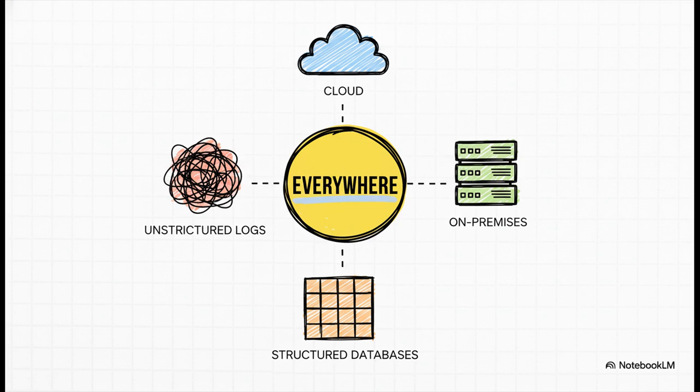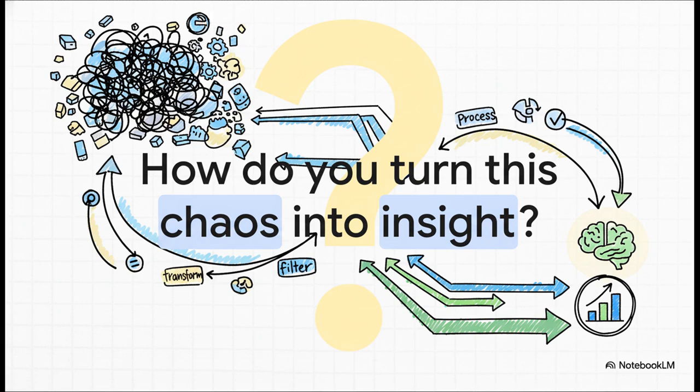Just think about it. Your data is scattered all over the place. Some of it's in the cloud, some's on-prem, it's tucked away in nice structured databases, and it's also just streaming through messy, unstructured logs. It is a seriously complex landscape to try and navigate. So that's the billion-dollar question, isn't it? The challenge today isn't just about storing all this data anymore, it's about orchestrating it.